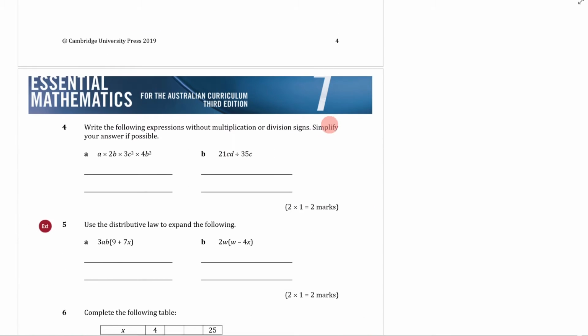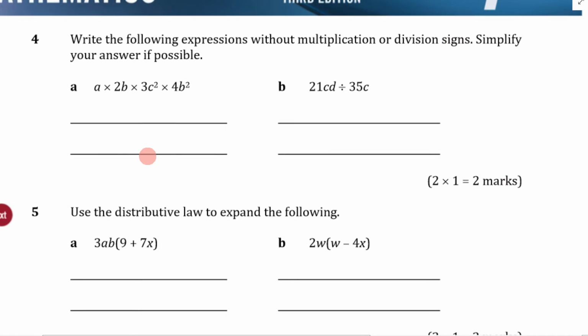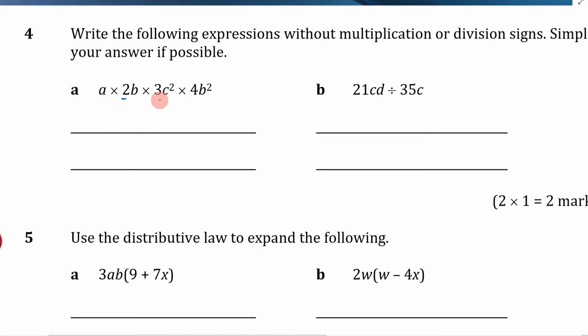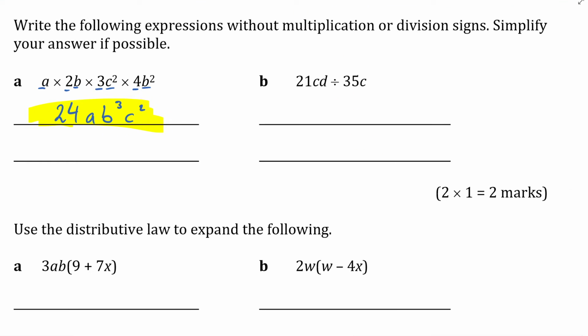Our long journey continues. With this one, write the following expressions without multiplication or division symbols. So how do we do this? Well, remember what you do here is you just multiply all your numbers. So 2 times 3 is 6 times 4 is 24. Then I have one a. Then I have b and b squared. That's b cubed. Then I have c squared. And that's it. There is my answer.